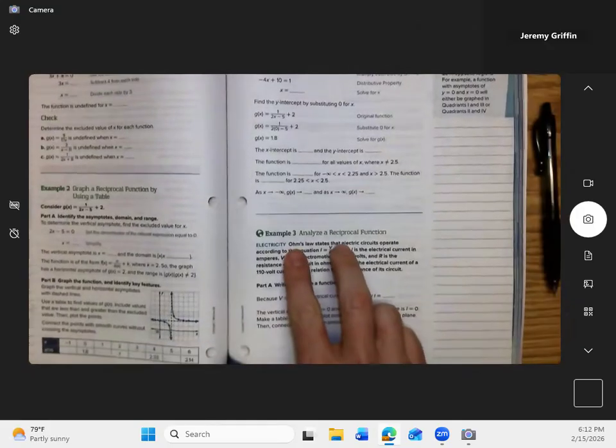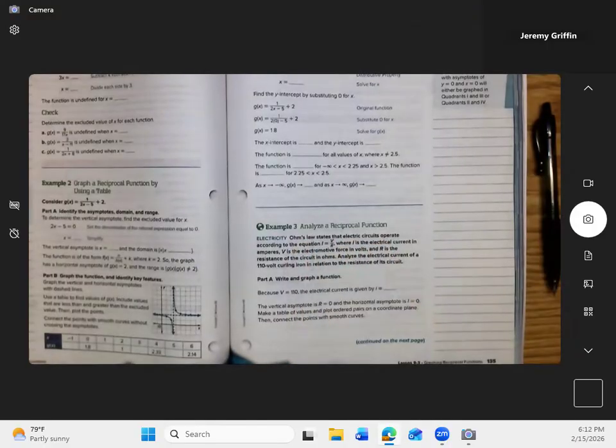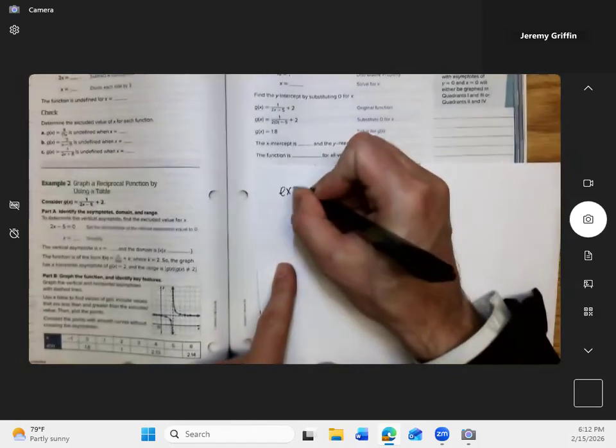Um, let's do example 3. Analyze a reciprocal function. Oh, Ohm's law. All right, so we got a physics example going on here. We've got electric circuits operate according to this equation. So we got example 3.